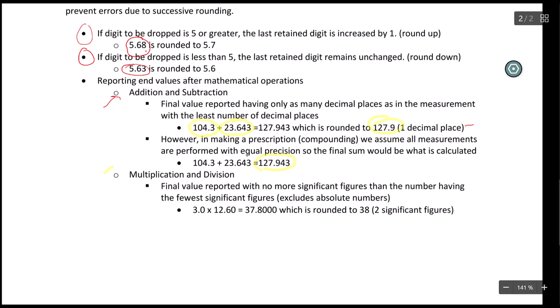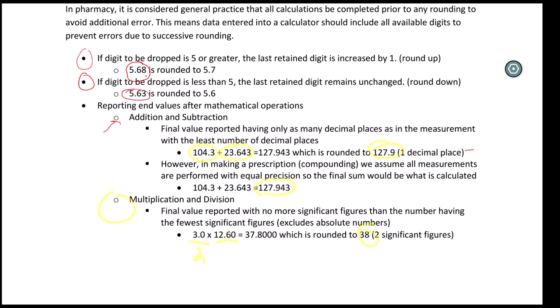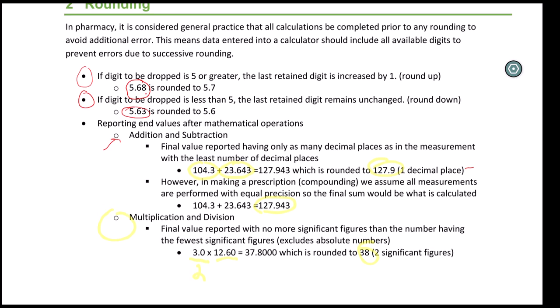If you're multiplying or dividing in significant figures, you keep no more than the fewest significant figures. So you've got 3.0 times 12.60. The least amount of significant figures in this case is 2, right? So your final answer we round to 2 significant figures. So multiplying and dividing, if you want to do significant figures, use the total number of significant figures. Adding and subtracting, if you want to do significant figures, your final answer will have the number of decimal points that you see there.